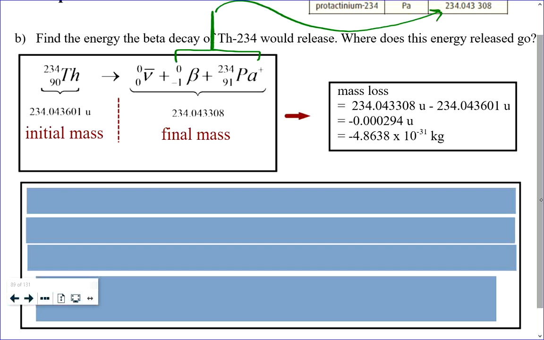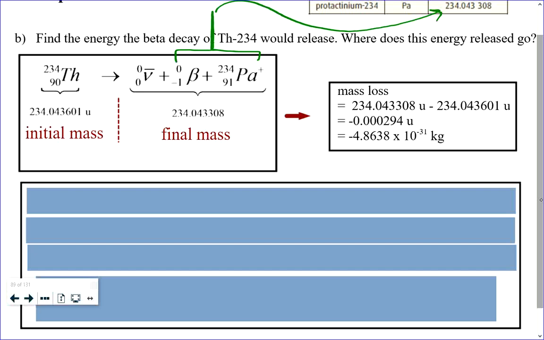So when you subtract the two, you get negative 0.000294 atomic mass units. When I multiply that by the number of kilograms per atomic mass unit, which is 1.66 times 10 to the negative 27 kilograms, I get that mass in kilograms. And I just need some affirmation from you that you're getting the same thing. And you are. Okay, good. So what do we do with that?